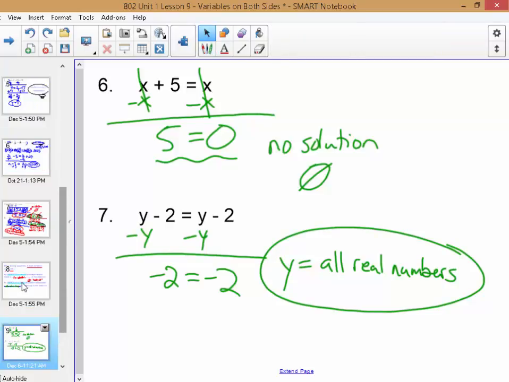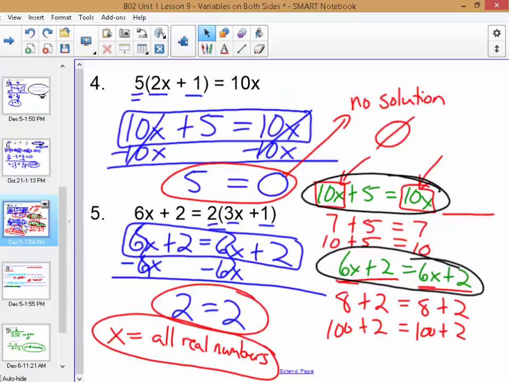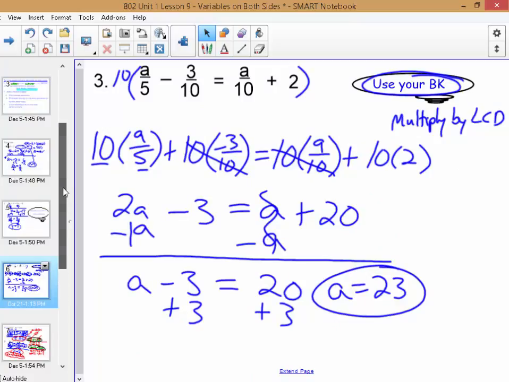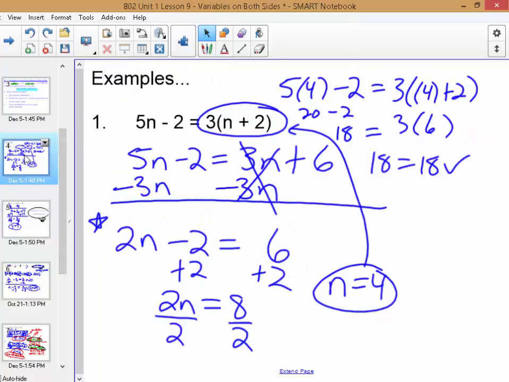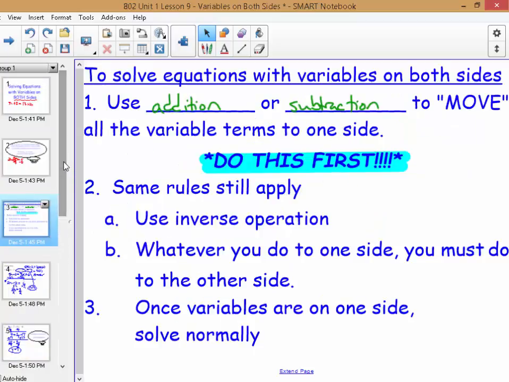So, very important stuff coming at you as far as the no solution and all real numbers when the variables cancel out. I know this slide of notes got pretty messy, but I do want you to get that idea of still trying to get the variables on one side and then working it out. There was a really hard example with fractions that you could go over and look at again, just multiplying everything by the least common denominator. And then just the basic idea of trying to get the variables on one side of the equation, either using addition or subtraction. You might have to simplify or use the distributive property first, but the main idea is to get those variables on one side of the equation so you can isolate the variable and get your answer.